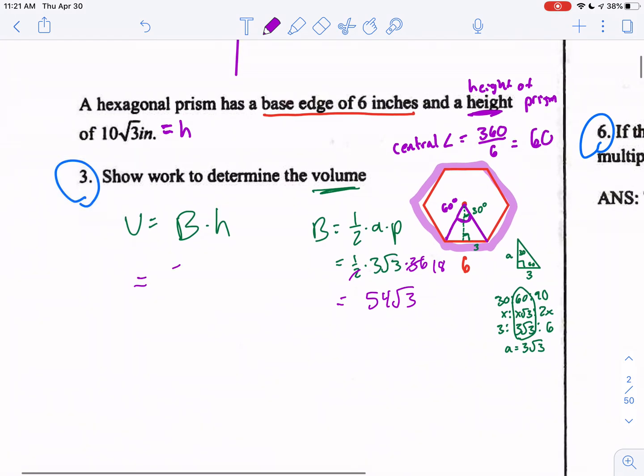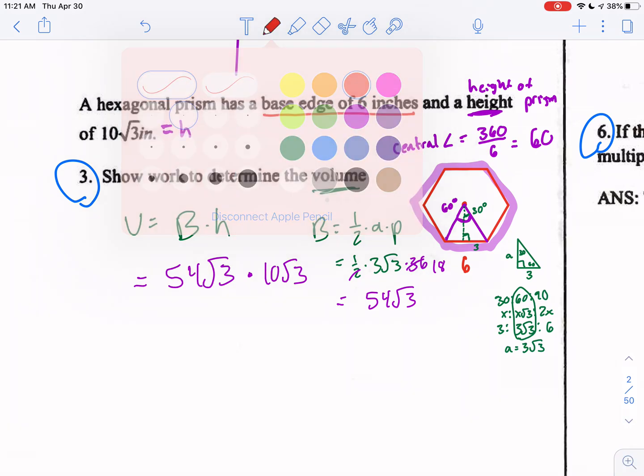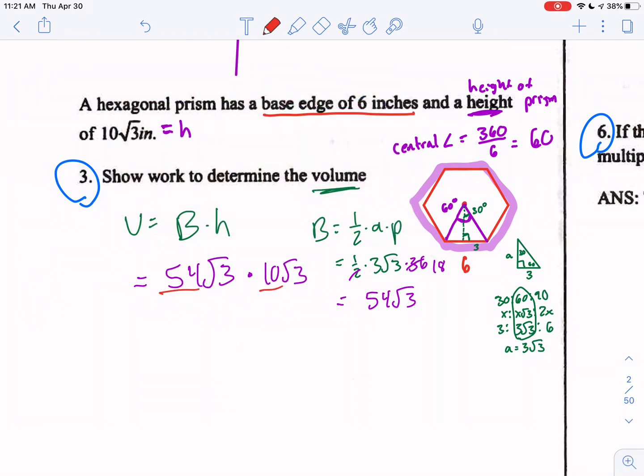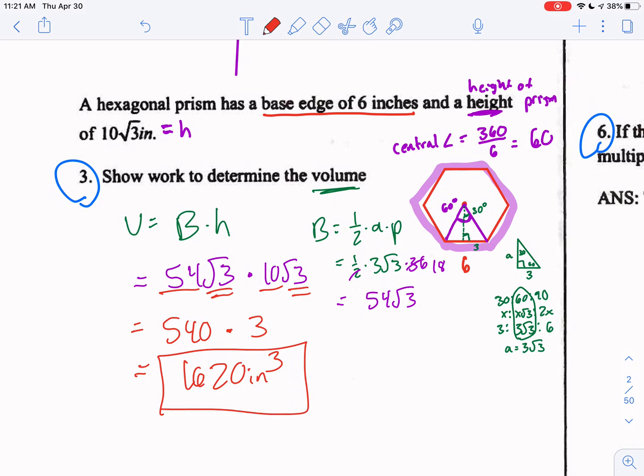And then we simply just plug that in. 54 radical 3 times, what's my height? 10 radical 3. Ooh, 54 times 10, that is 540. Radical 3 times radical 3 would be 3. Voila. Beautiful, eh? That would be your answer.